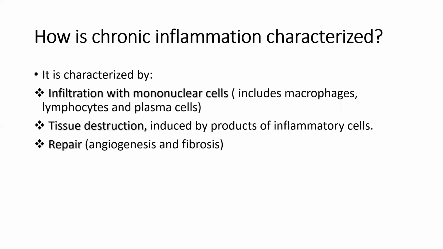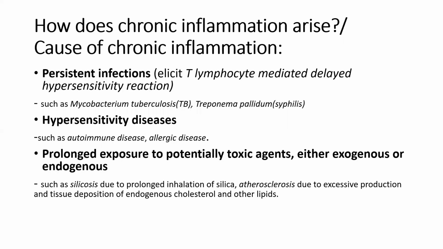How is chronic inflammation characterized? It is characterized by three important points. Infiltration with mononuclear cells. These mononuclear cells include macrophages, lymphocytes, and plasma cells. Tissue destruction, which is induced by the products of inflammatory cells, and repair, which is characterized by angiogenesis and fibrosis.